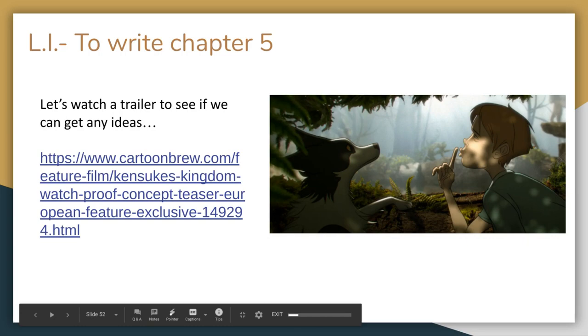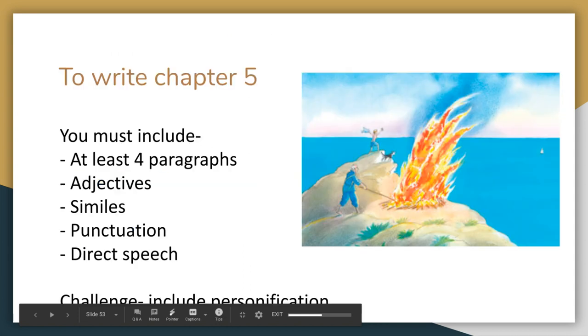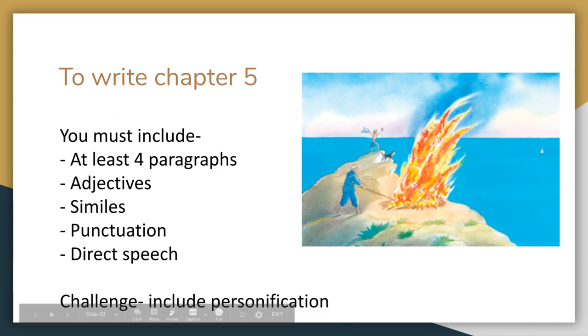So there is an idea of maybe what will happen in chapter 5, just at the end of that trailer there. Now for chapter 5, you must include these things. So I want at least 4 paragraphs. It's not a few sentences of, I think this might happen. Write it properly as if you are the author. And you remember, we are writing in first person as if you are Michael, if you are going to be taking over writing the chapter.